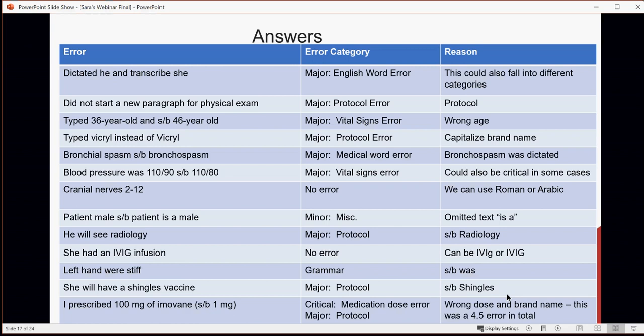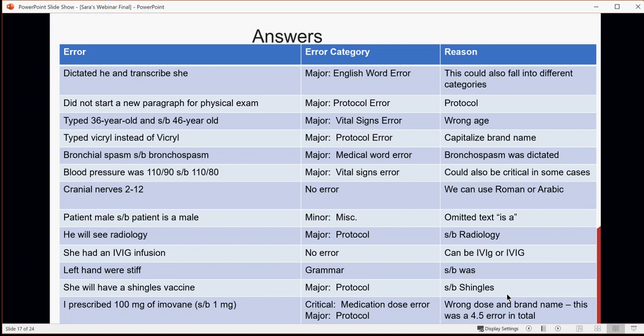Blood pressure was 110/90, should be 110/80. Vital signs error. This, again, like our age, could be a critical error. What if we had typed blood pressure was 210/90 and it should be 110/80? They would be treating that two totally different ways. That would be very confusing and could cause some serious issues. That would be critical.